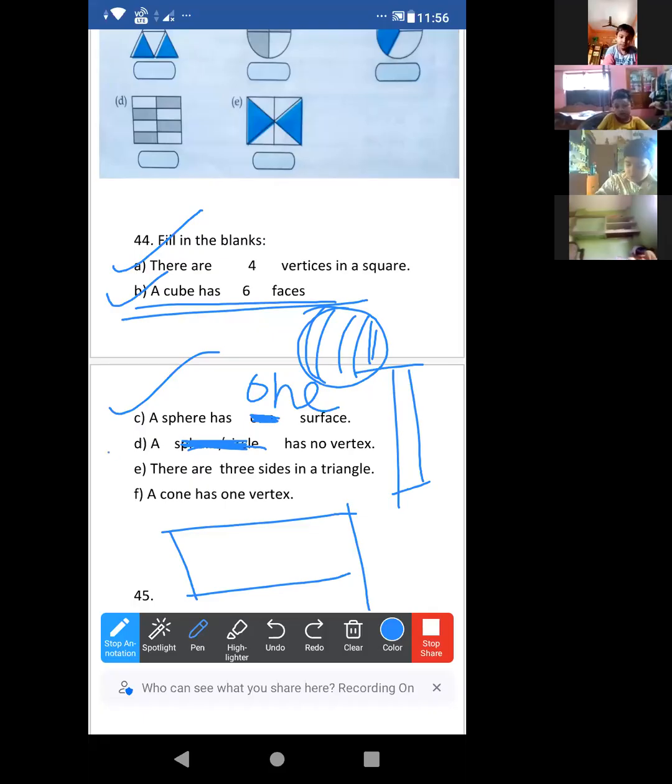Completed. Now I am coming to number D. Number D is what? R dash has no vertex. Such a no vertex means if there is no straight line, then there is no vertex, because where two straight lines meet, that is the vertex. So yes, where two lines meet, that is the vertex.